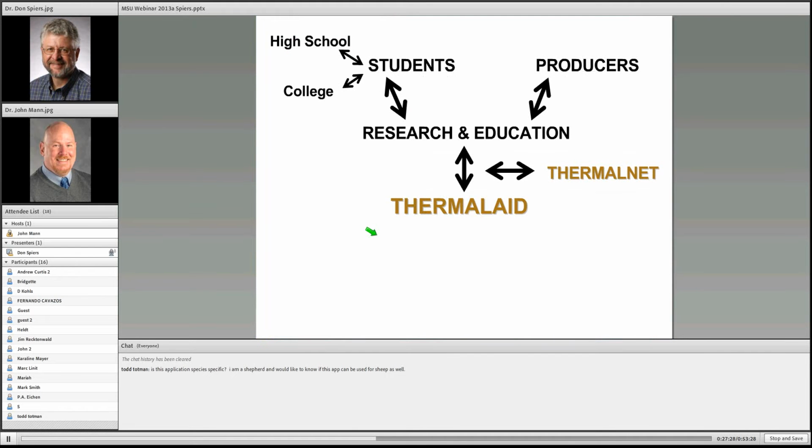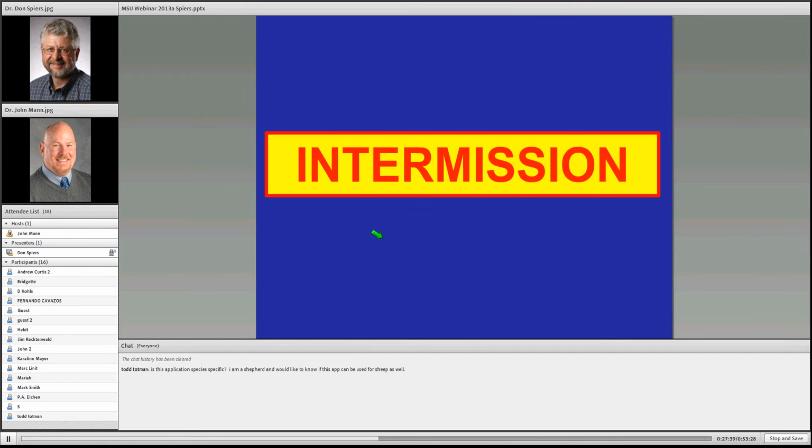So in the end, we have this situation where we have used students and producers to create Thermal Aid and ThermalNet that comes together to give you what we think is a pretty good tool, at least for starters, to deal with heat stress that is out there in the environment.